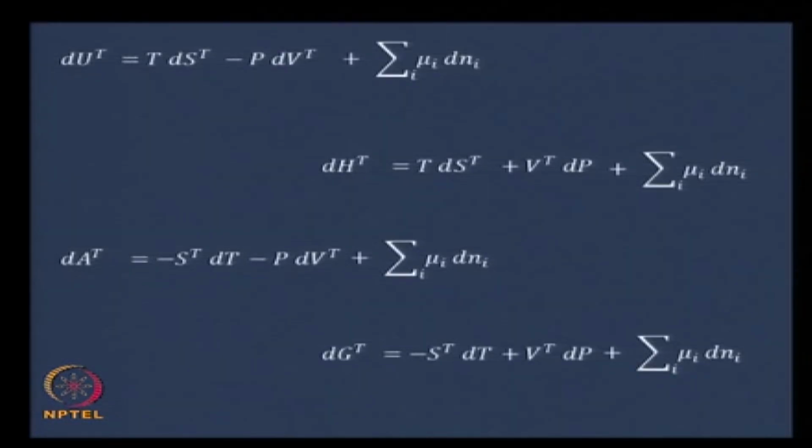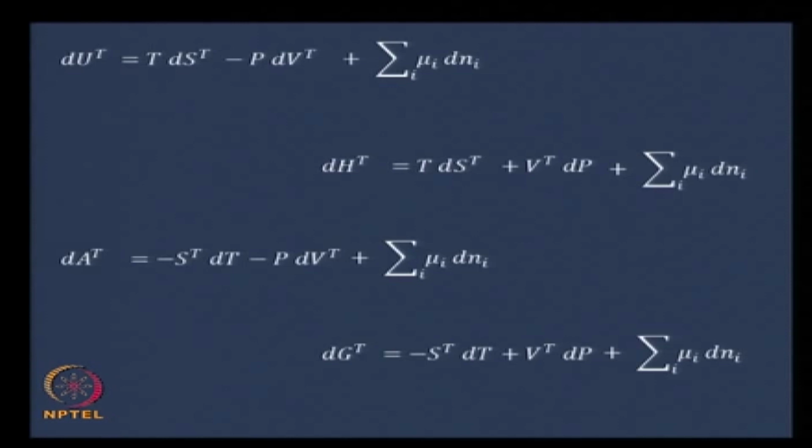These are the four equations that we have just derived. I would like to point out some interesting features here. These four equations: dUt equals T dSt minus P dVt plus summation mu i dNi, dHt equals T dSt plus Vt dP plus summation mu i dNi, dAt equals minus St dT minus P dVt plus summation mu i dNi, and dGt equals minus St dT plus Vt dP plus summation mu i dNi.